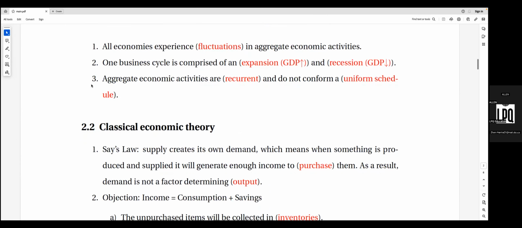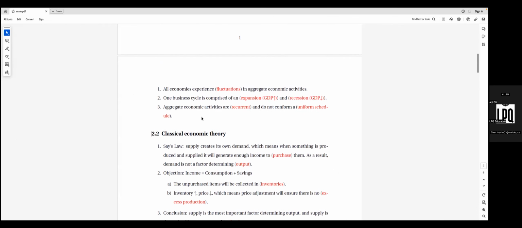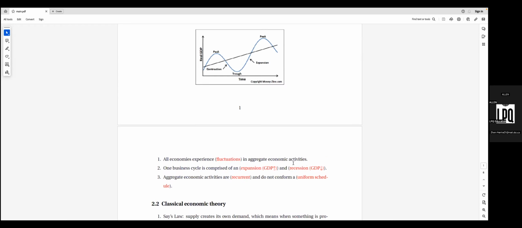Number three, remember this: business cycle. How long a business cycle is really depends on the real data we collect from the real business world. No economists, no human beings can regulate how long a business cycle is. It totally depends on the real data. We are measuring the real world, not regulating something here.